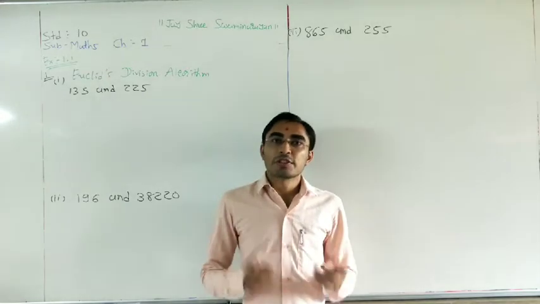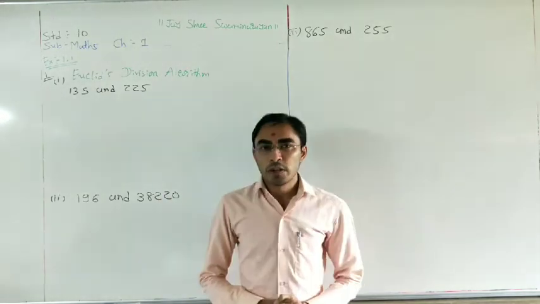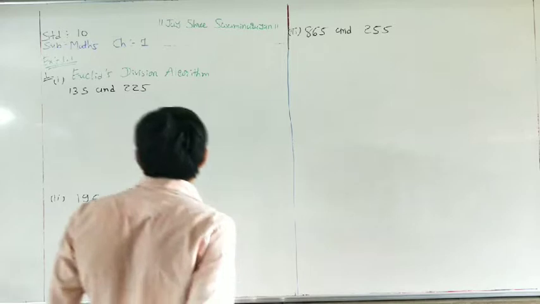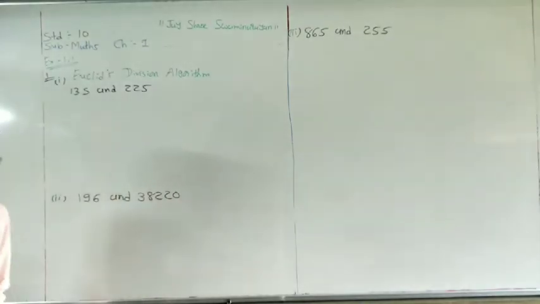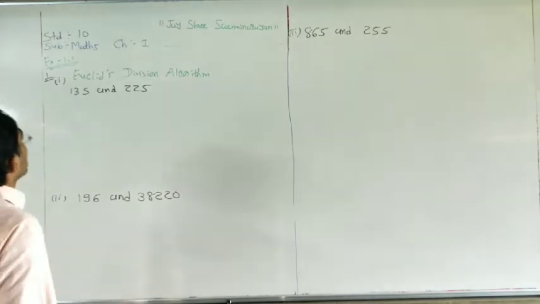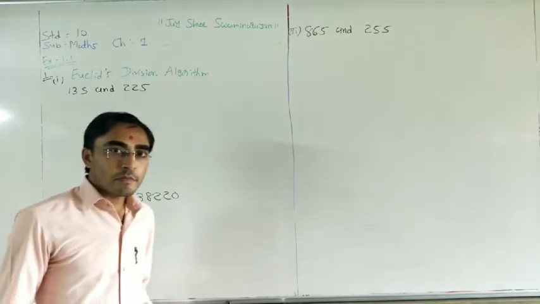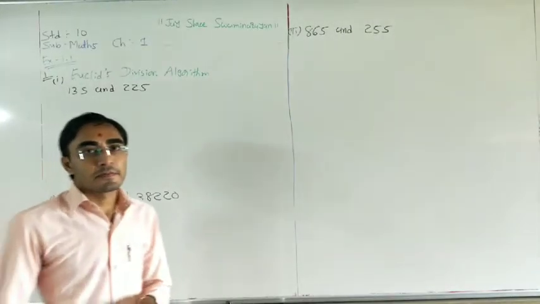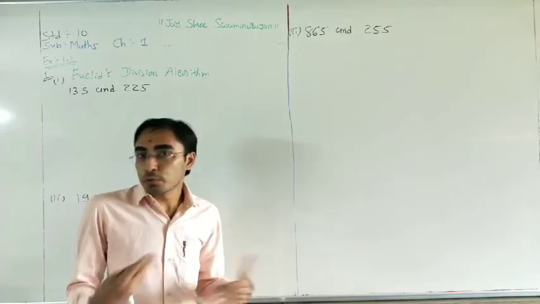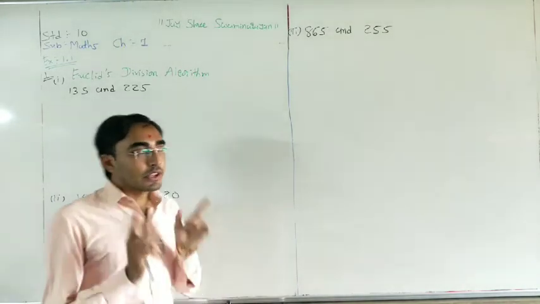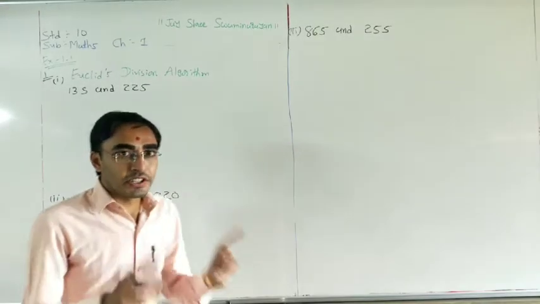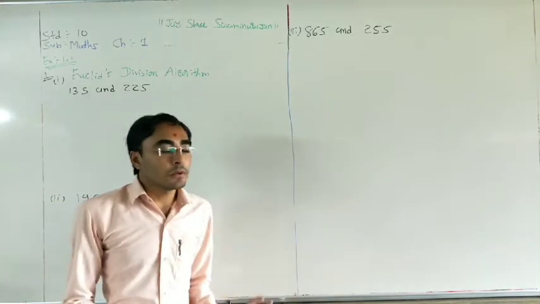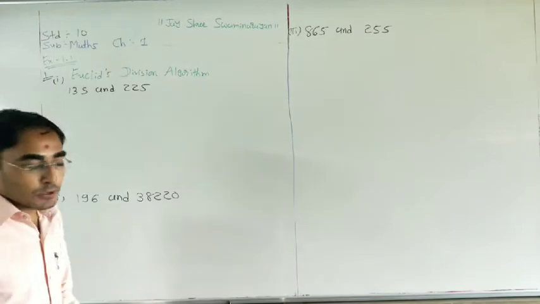In this video, we will start exercise 1.1. Just be ready, open your mind, let's start. First of all, question number 1. In question number 1, we need to find the HCF by Euclid's division algorithm. We need to find the HCF of two numbers by using Euclid's division algorithm. I directly explain this algorithm in the exercise, so right now we will start Euclid's division algorithm.